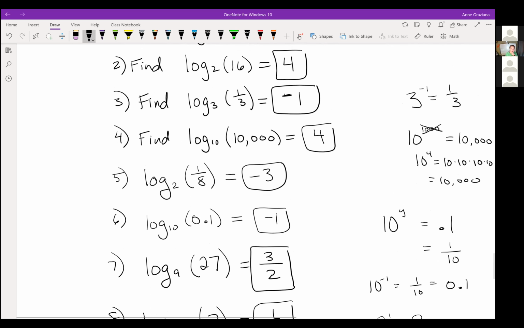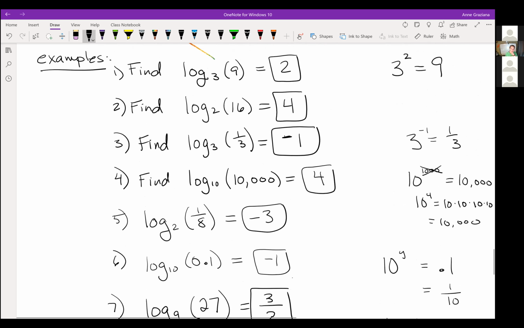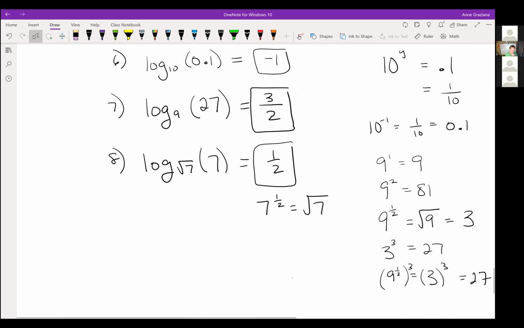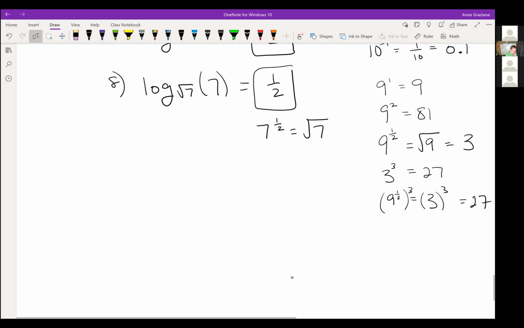Okay. So they can range from basic exponents to a little bit harder. Let's do one like this. Log base 8 of 1. What power would I have to put on 8 to get 1? 0. Very good. 8 to the power of 0 is 1. Any questions?